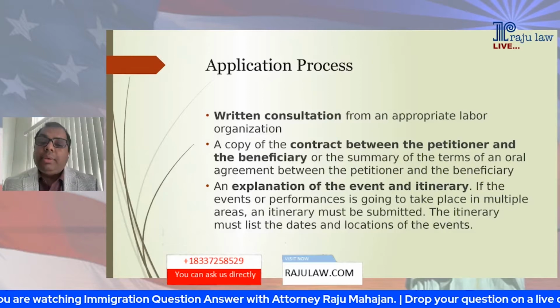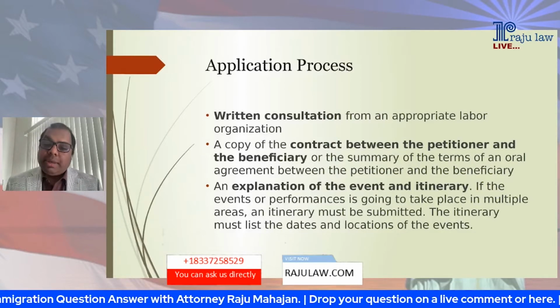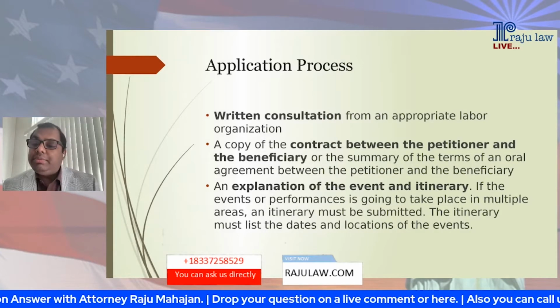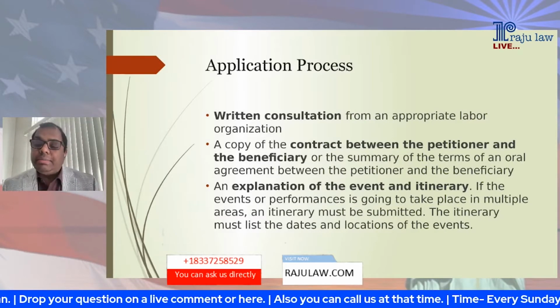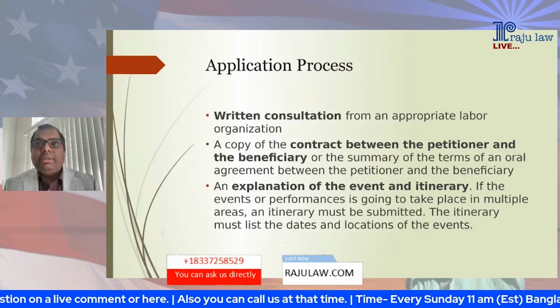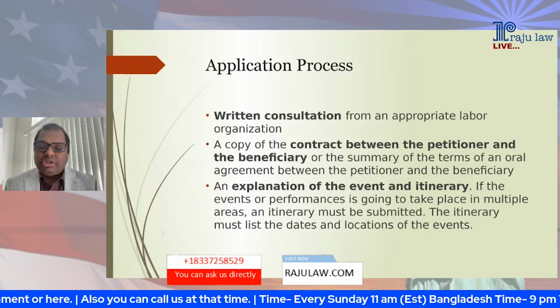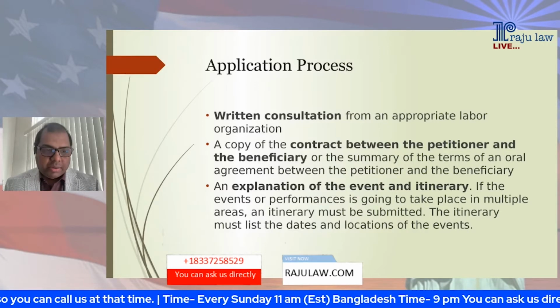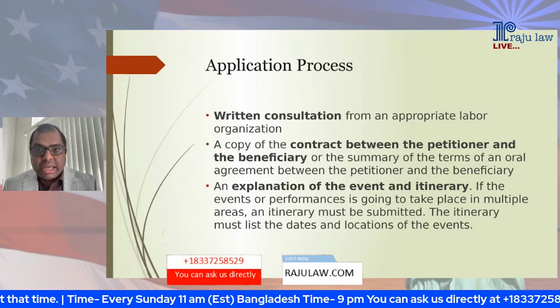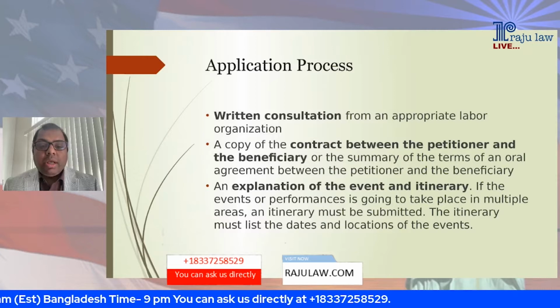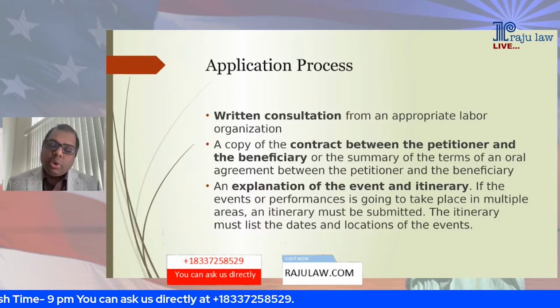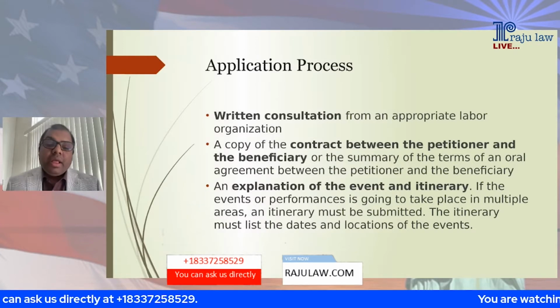Then a copy of the contract between the petitioner and the beneficiary, or a summary of the terms of an oral agreement between the petitioner and the beneficiary. Please remember that a written contract is always better than an oral agreement, because when we submit this application to USCIS, a written contract is very good, while a summary of the oral agreement is okay, but it's not that good.